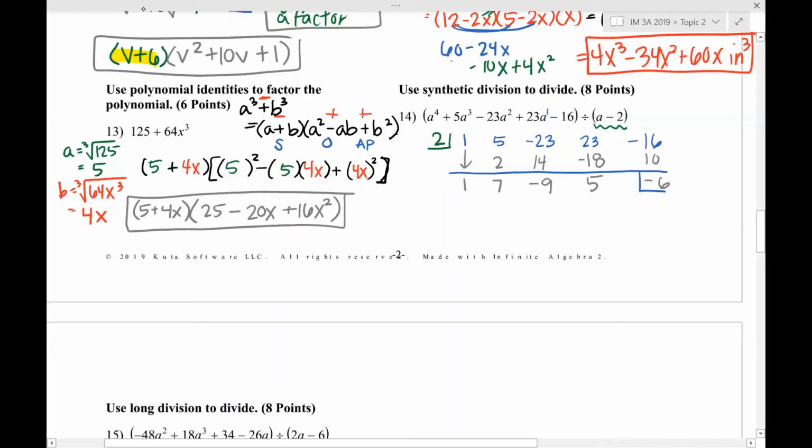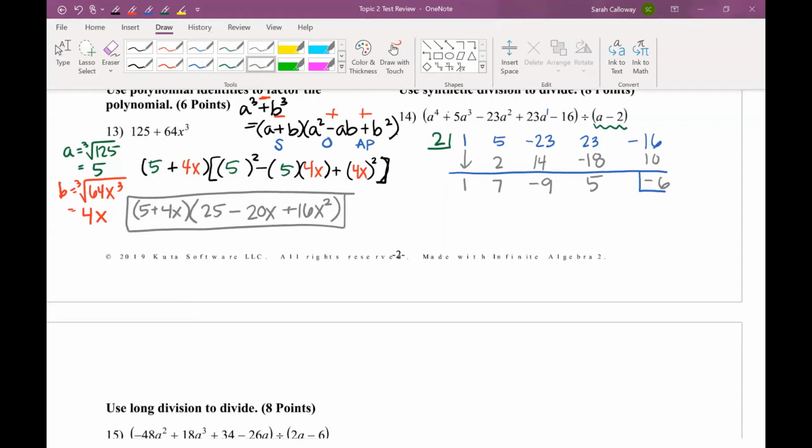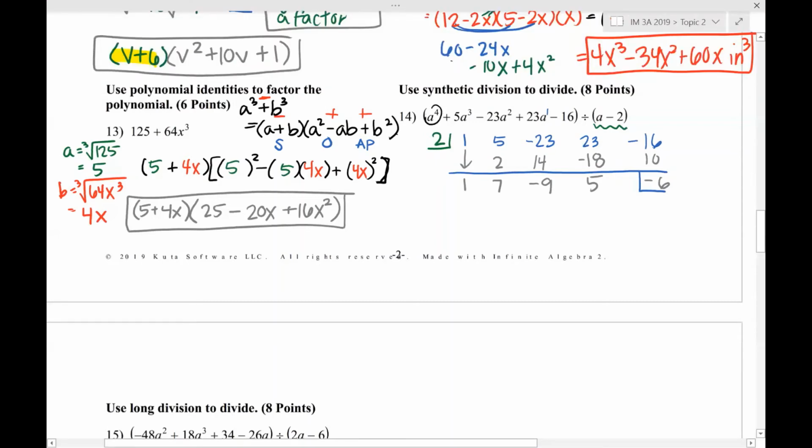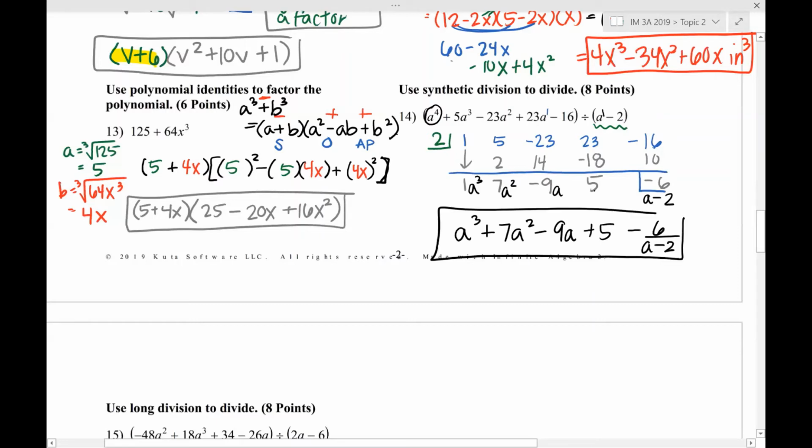So this question was asking us to divide. So we do have to write out the answer. Because this first term was a to the 4th, remember we're dividing by a to the first power. So it's always going to drop down by 1. So that's going to represent a cubed, then a squared, then a, our constant, and then this one is going to be divided by a minus 2. So our answer is a cubed plus 7a squared minus 9a plus 5 minus 6 over a minus 2.